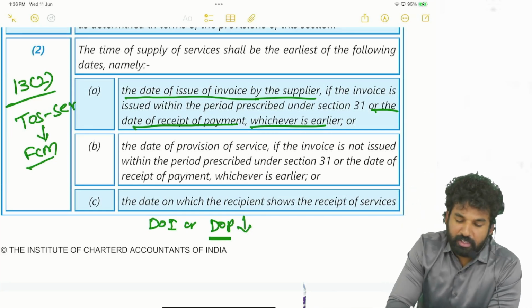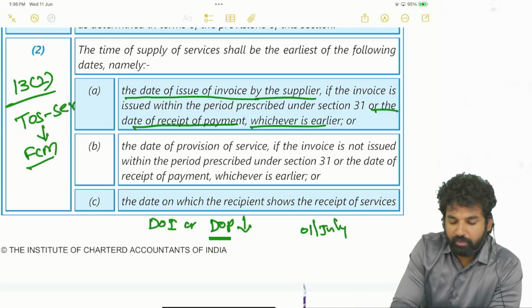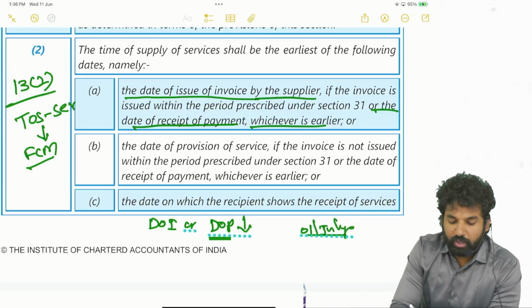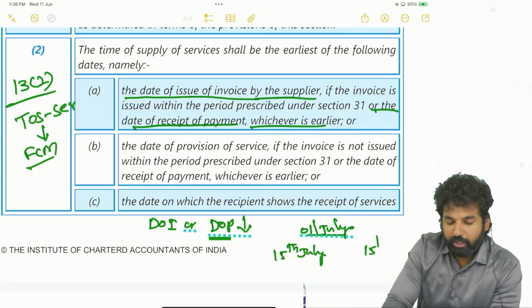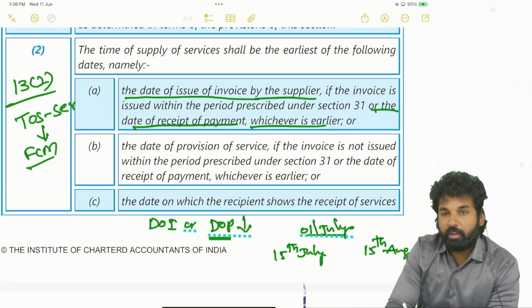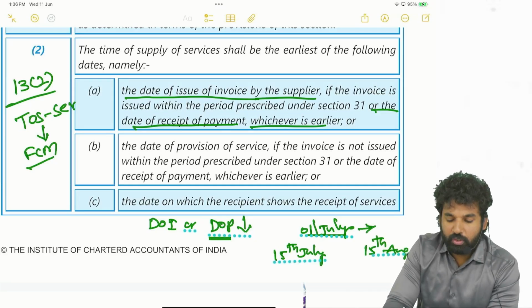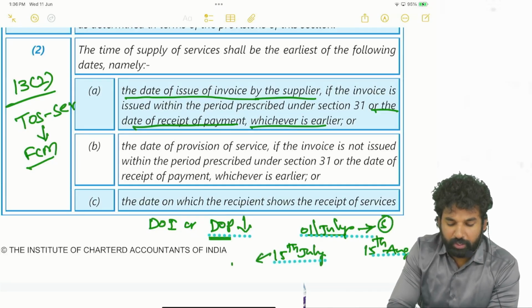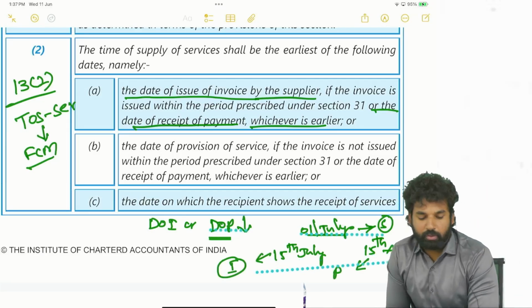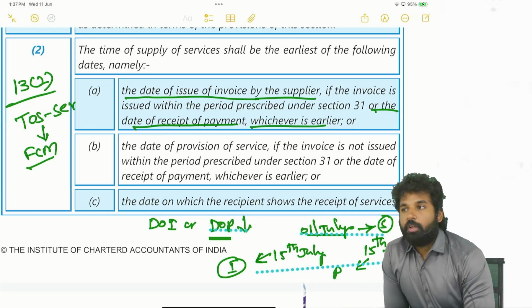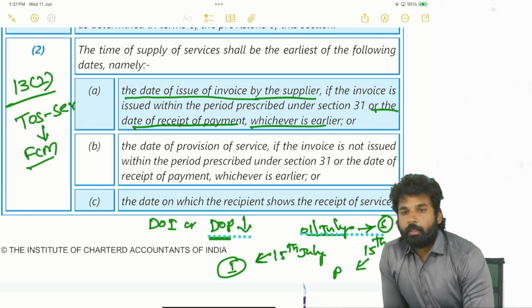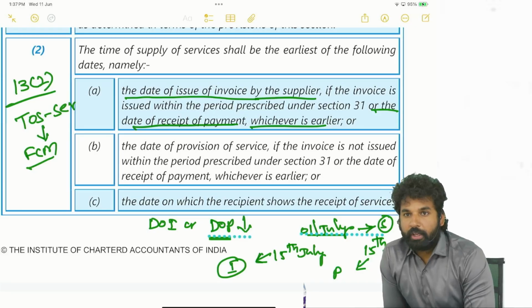That means the service has been supplied on 1st July. The invoice is issued on 15th July. Payment is made on 15th August. So on 1st July service supplied, on 15th July invoice issued, on 15th August payment made. What will be the time of supply now? 15th July. How? Date of invoice or date of payment, whichever is earlier.